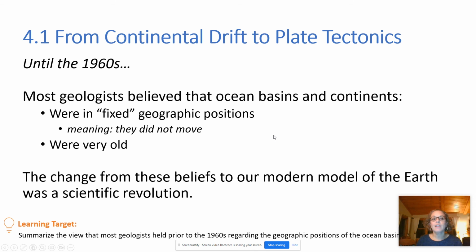So section 4.1, take a note here also, the learning target for this section is posted at the bottom here. Until the 1960s, which is relatively recently, most geologists believed that the ocean basins and continents did not move. They were in fixed geographic positions. They also believed that both the continental crust and the ocean basins were very old. This is, again, not the current understanding of our continents, but pretty amazing to think that it wasn't until relatively recently that this understanding had morphed into a much more complex understanding of the Earth.